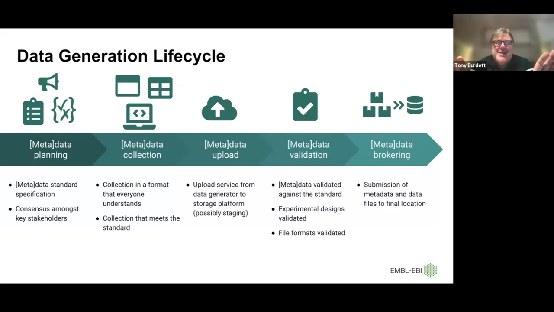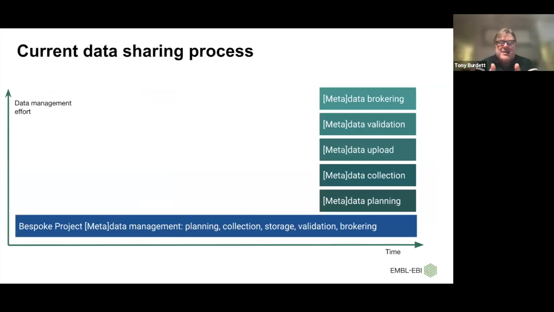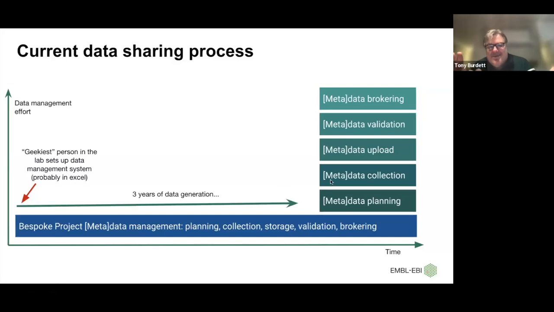So in general, all of the initiatives, all of the projects that we engage with follow this kind of data generation lifecycle. And how that data gets shared from within projects looks a little bit like this. So go with me with this for a second. I've got a graph here, data management effort on the left-hand side to time on the bottom. And what we normally see is at that first point in time of when you set up your project, the geekiest person in a lab sets up some data management system. It's probably Excel, you know, with some files stored on disk somewhere. And over time, 3 years or more might pass of data generation initiatives, and that Excel-based system of collecting data, which is bespoke project data management, that does all those planning, collection, storage, validation, brokering phases, is good enough to get you through that experimental phase, data collection phase.